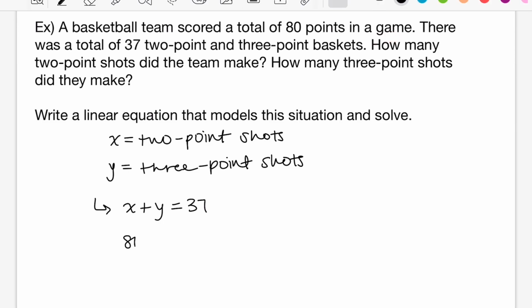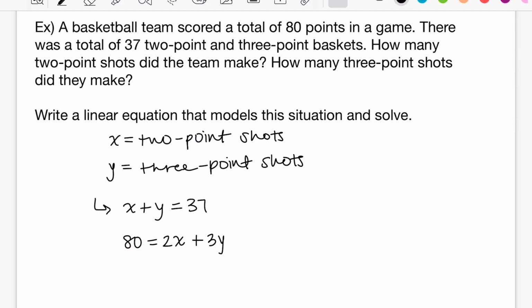So this means 80 is going to equal the total number of points, and each 2-point shot is worth 2 points. So we have 2 times the number of 2-point shots, plus every 3-point shot is 3 points. So we have 3 times the number of 3-point shots. Okay, so this represents the total number of points scored in the game.